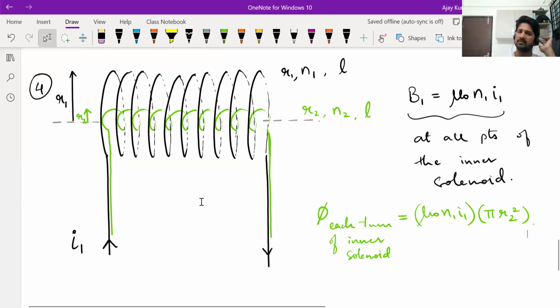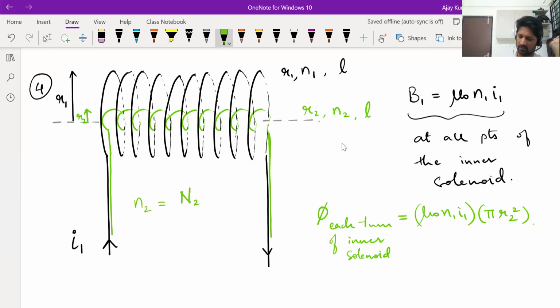How many total number of turns are there in the inner solenoid? N2 is the number of turns per unit length. So what is the total number of turns? N by L. N2 is the number per unit length, so the total number in the second coil will be N2 into L. Number of turns per unit length multiplied with the length will give you the total number of turns.